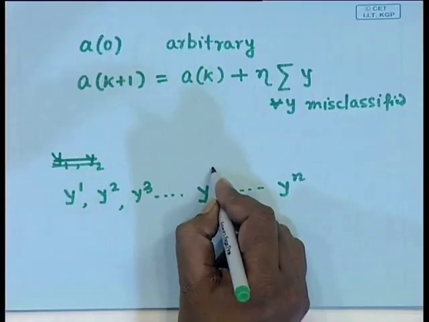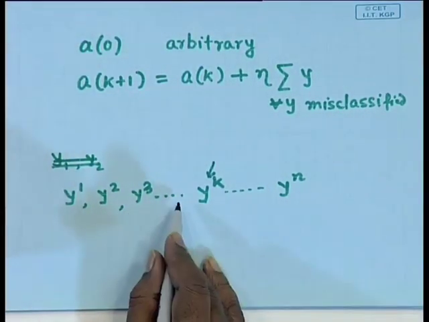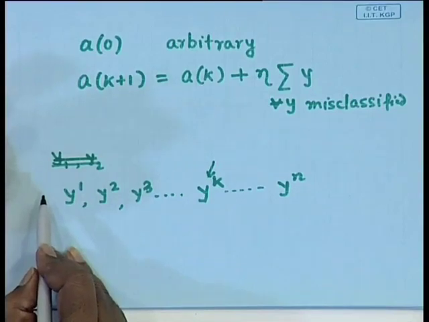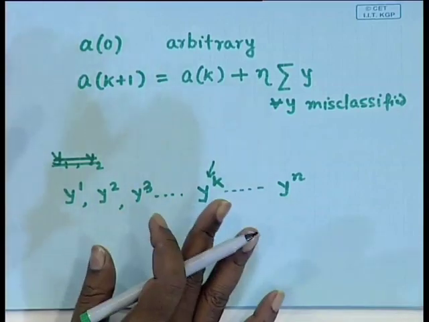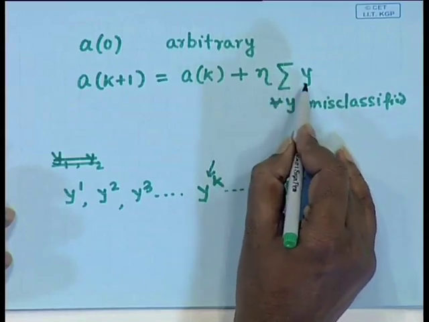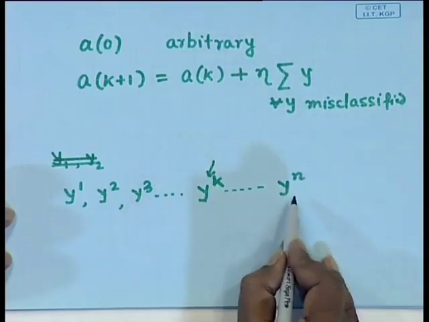Now, suppose I find that a transpose y k has become less than 0. Before that, up to y k minus 1, for all samples a transpose y was greater than 0, so I did not have to modify my weight vector a. When a transpose y k becomes less than 0, that means the kth sample has been misclassified by the weight vector a. So, immediately I have to update a. For the update, I follow the same procedure as this, but instead of the summation of y, I will have only y k. And with this modified vector, I continue with other samples.